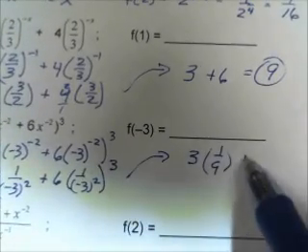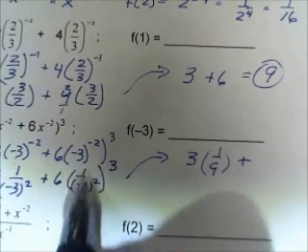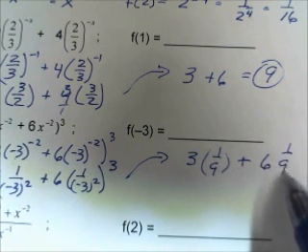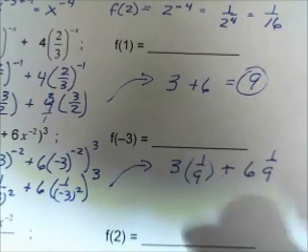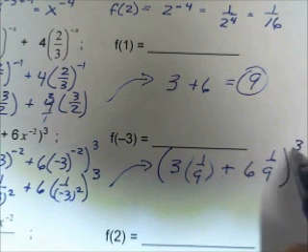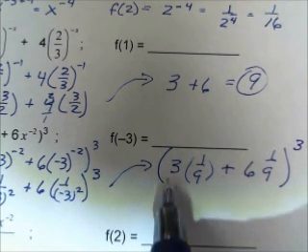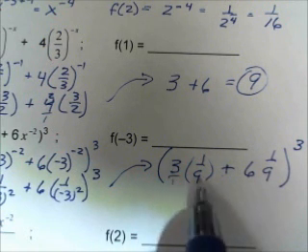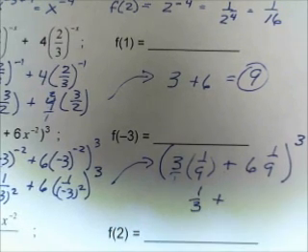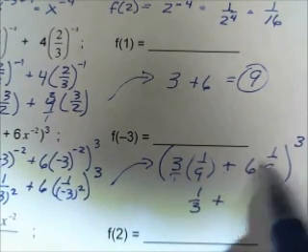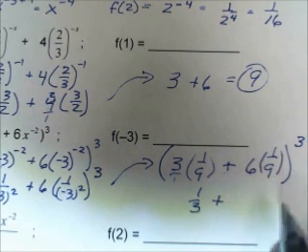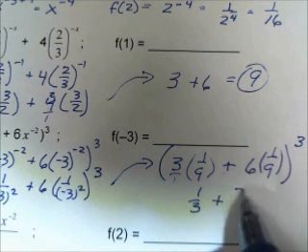plus, again, our 1 over negative 3 squared. Negative 3 squared is 9. 6 times 1/9. This whole thing is in parentheses, and we still have to raise it to the power of 3. 3 times 1/9, 3 into 9, 3 times, so that's 1/3 plus 6 times 1/9. I forgot my parenthesis there, sorry. 6 going into 9, that's going to be 2/3.